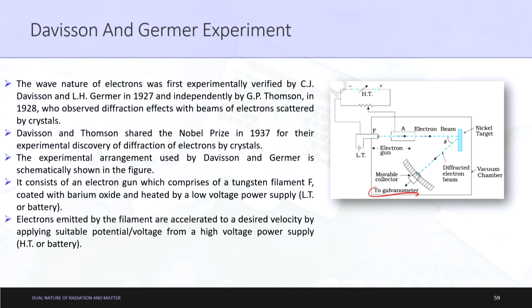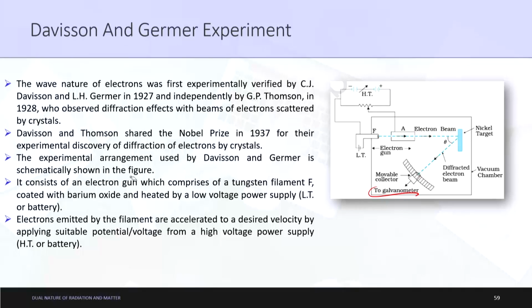The wave nature of electrons was first experimentally verified by C.J. Davisson and L.H. Germer in 1927 and independently by G.P. Thomson in 1928, who observed diffraction effects. If you go through the chapter on wave optics, you will understand that diffraction is a phenomenon of light which can be proved only if we understand that light is a wave. So light can be understood by wave nature of propagation. G.P. Thomson, 1928, observed diffraction effects with beams of electrons scattered by crystals.